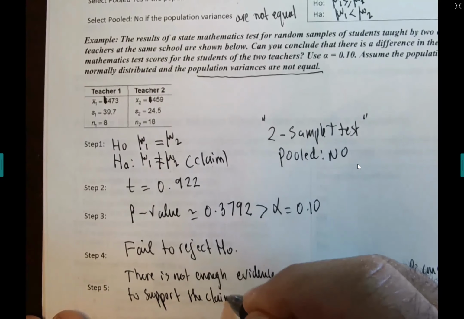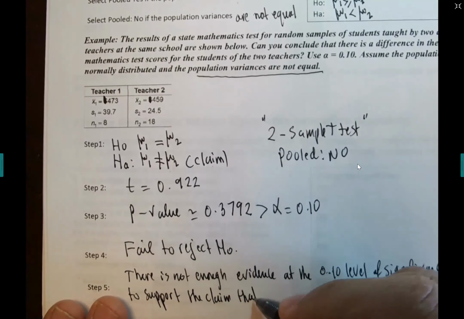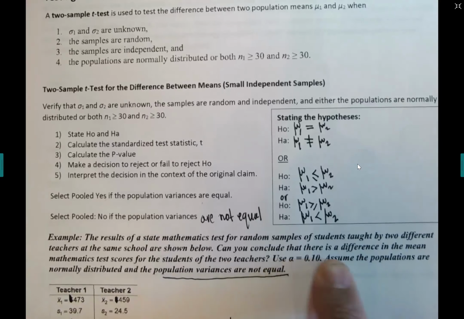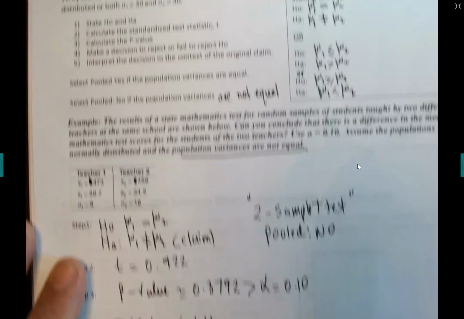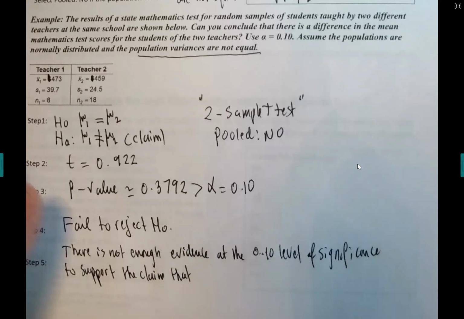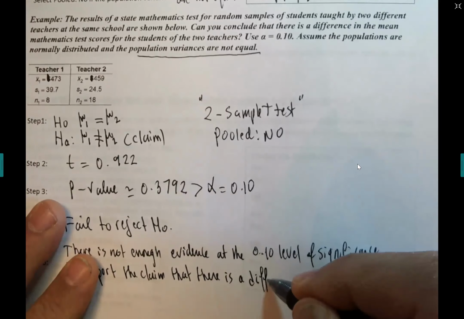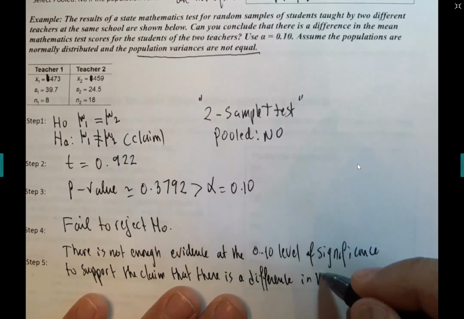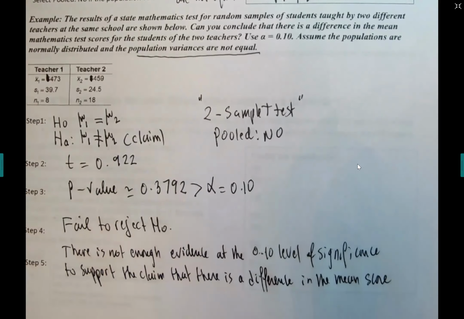The claim that, look guys, I'm not making anything up. I'm just gonna write this down, that there is a difference in the mean mathematics test score for the students of the two teachers. There is, so we're saying we cannot support that. There is a difference in the mean score. So probably the two methods are not any different. Probably they are the same.